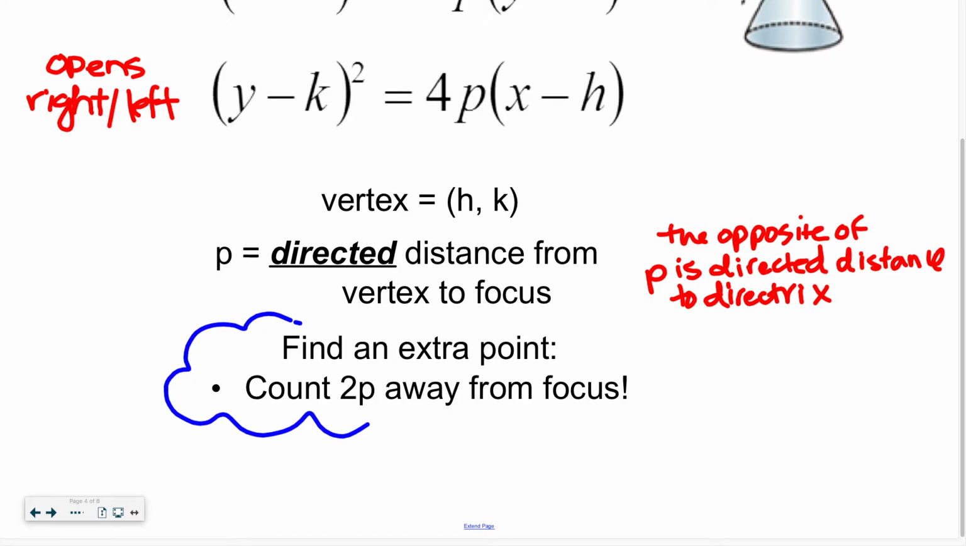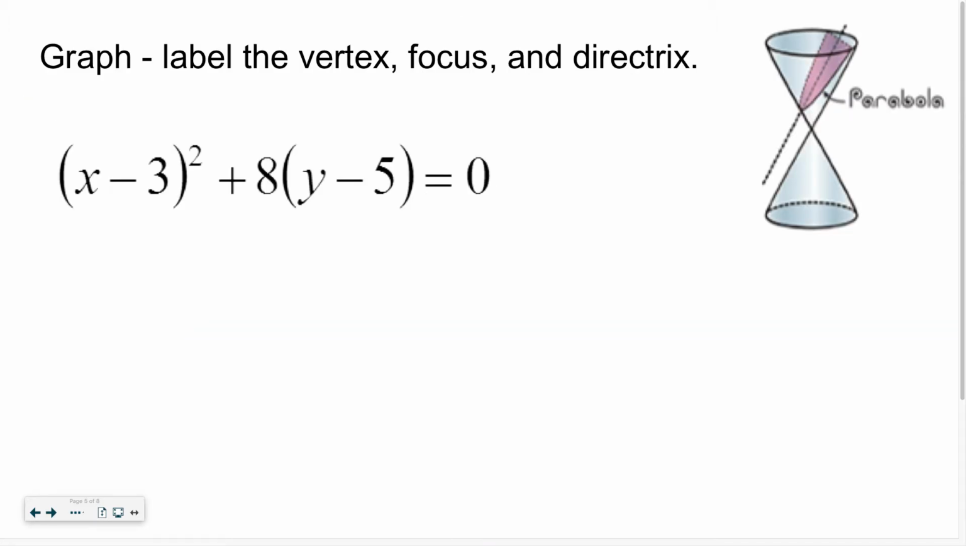Okay, let's do an example. Jot this down in your notebook. We're going to do 2 examples, to get you ready for your homework. Now, you will be responsible for all the standard forms of conic sections. So think about that when you're doing your homework tonight.